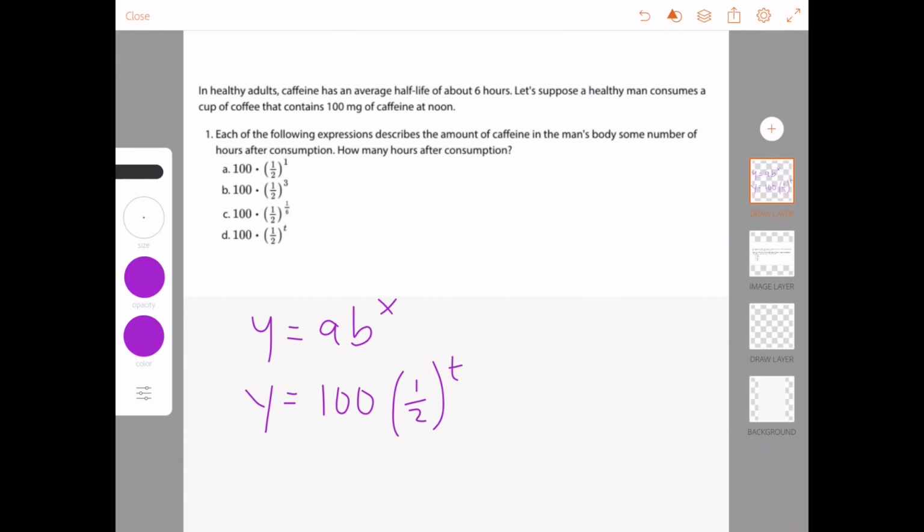Now going back to the question, it's asking how many hours after consumption is each of these equations referring to. So this first one has a 1 as the exponent. So our time value is 1, which is equal to 6 hours, right? And the second one, it's a 3, which is 6 times 3, 18 hours. The third one is 1/6. So 1/6 of 6 hours is 1 hour. And this last one is just our base equation, right? So that's any value of t. So any multiple of 6 hours.